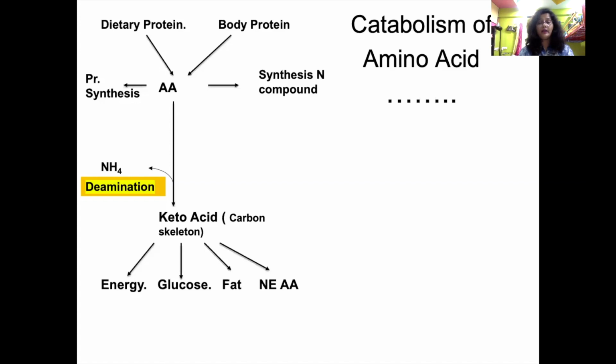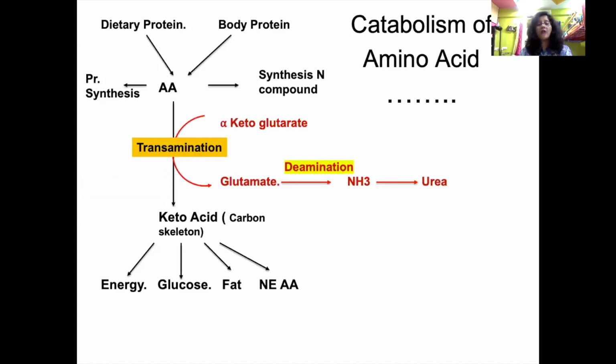Apart from this, only glutamine or glutamic acid is the important amino acid, because it has the capacity to freely undergo deamination to produce ammonium ion, which is utilized for the production of urea. So what can be the remedy when we want all amino acids to undergo deamination? Here is the rescue. The process is known as transamination.